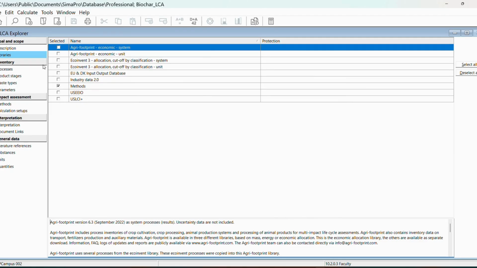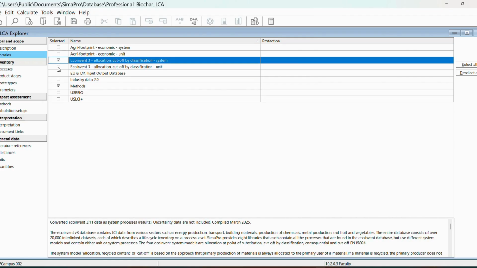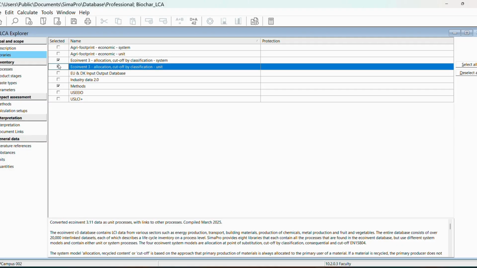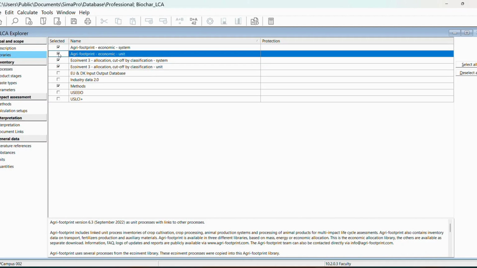And let's select all the libraries, because we never know which library we may need during our simulation. So let me select ecoinvent first, ecoinvent unit. Basically we'll be working on system, but anyway, let's select all. We have already selected methods. This is very important. We should not forget to select it, because without it we cannot analyze. So it is very important.